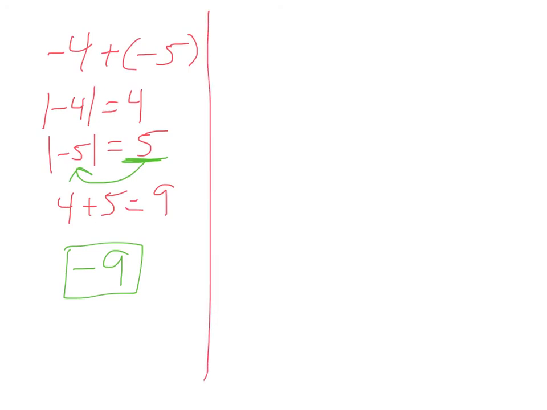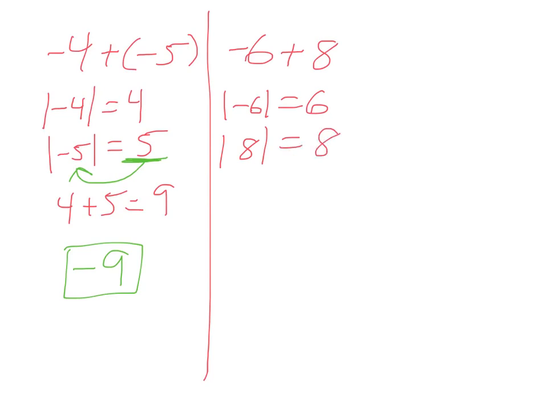What about -6 plus 8? Well, the absolute value of -6 is 6, and the absolute value of 8 is 8. Since they had opposite signs to begin with, now I'm going to subtract 8 minus 6, and I'll get 2. But I need to know, is it going to be a positive or negative 2? The larger absolute value came from a positive number. That means my answer will be positive 2.